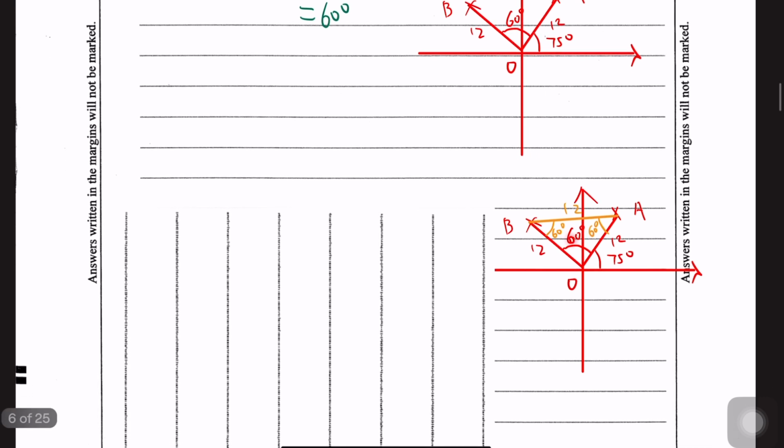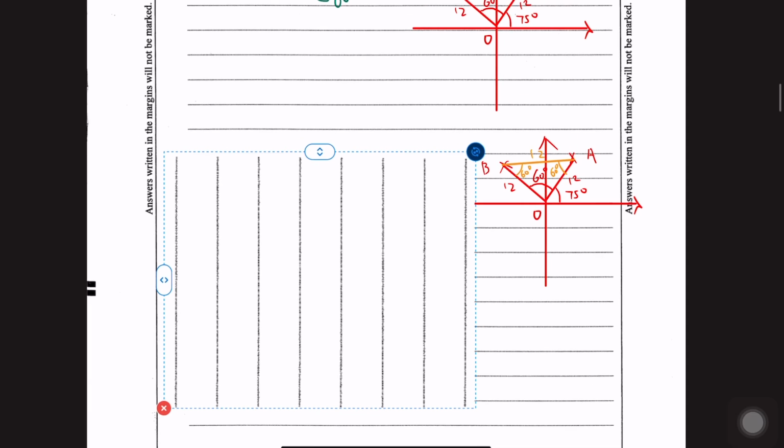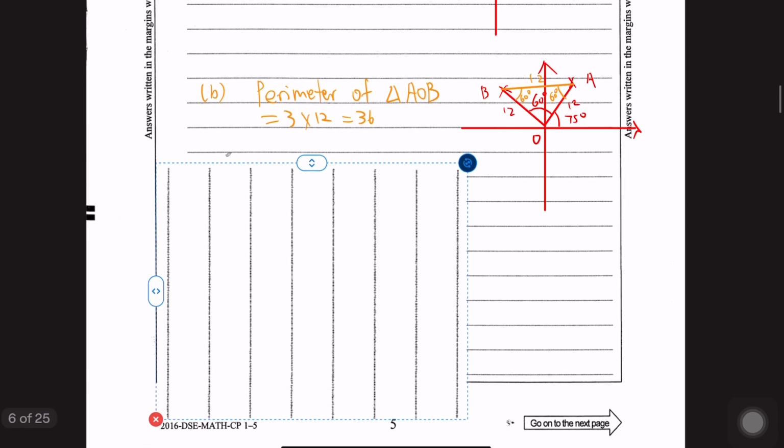So for this one, because here is 60, right? And you know it's isosceles, so it means the base angles will be the same. And then you will find out that all angles are 60 degrees. It means it's an equilateral triangle, so every side equals each other. So the perimeter is simply 12 times 3.